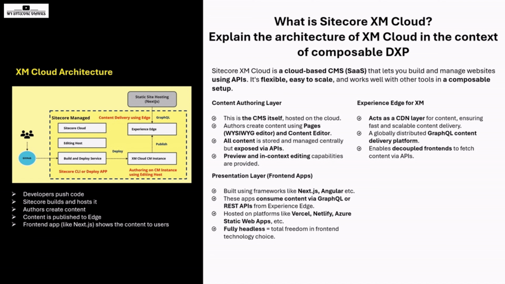The next element in the architecture is the front-end app, that is your presentation layer. In XM Cloud, the presentation layer is built using any JavaScript framework like Next.js and Angular. It basically utilizes the REST API or GraphQL to get data from Experience Edge. The hosting platform can be different. You can have Vercel, Netlify, Azure Static Web Apps. Different hosting platforms can be used to host your front end.